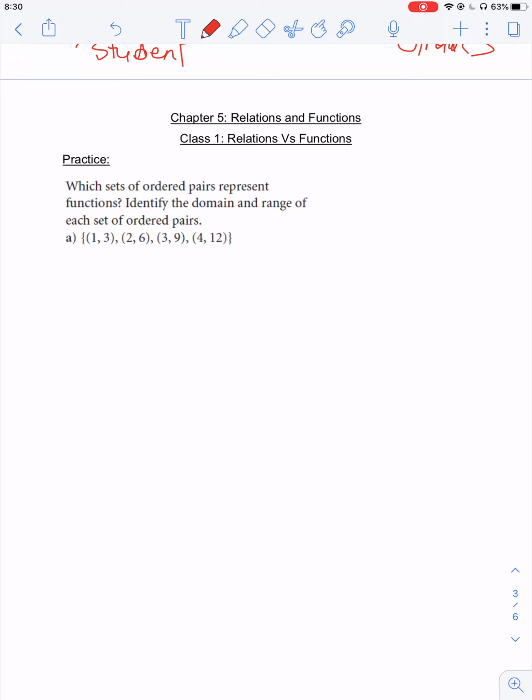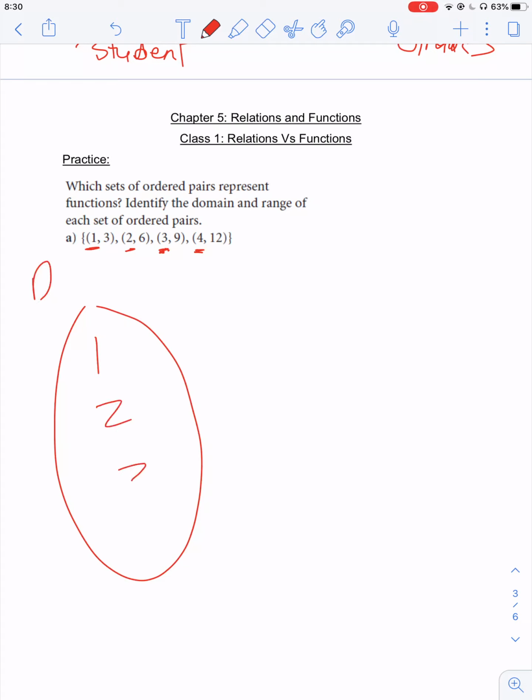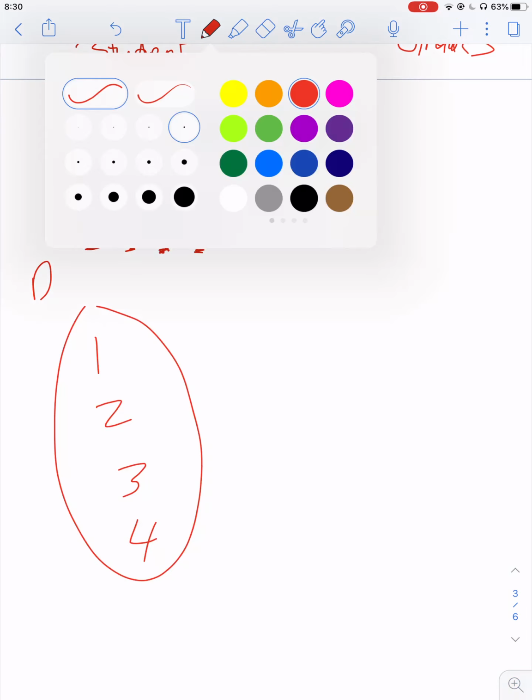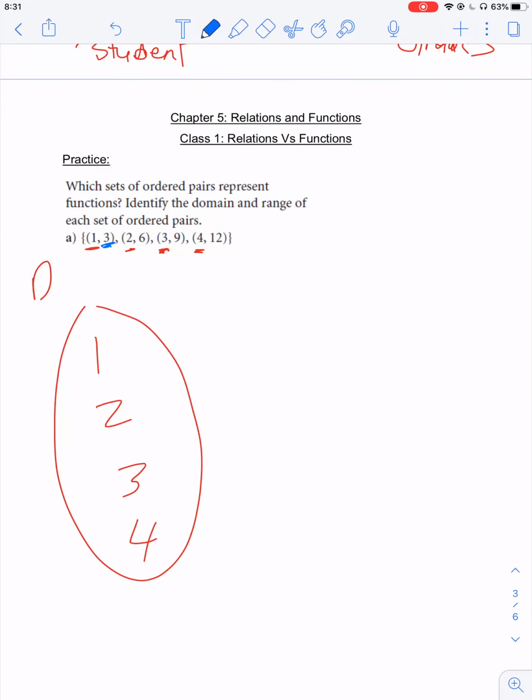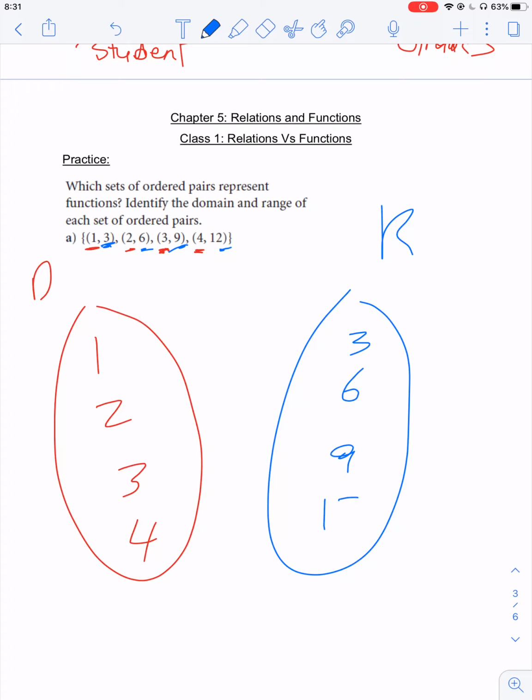So which set of ordered pairs represent functions? Identify the domain and range of the set. How do you find the domain? Remember, domain is your first set, whatever comes first. In this case, 1, 2, 3, and 4 come first, so they will be part of your domain. I'm just going to put D for domain, and I have 1, 2, 3, and 4 inside my domain. Now, whatever comes second will be part of your range. So 3, 6, 9, and 12 are part of your range.